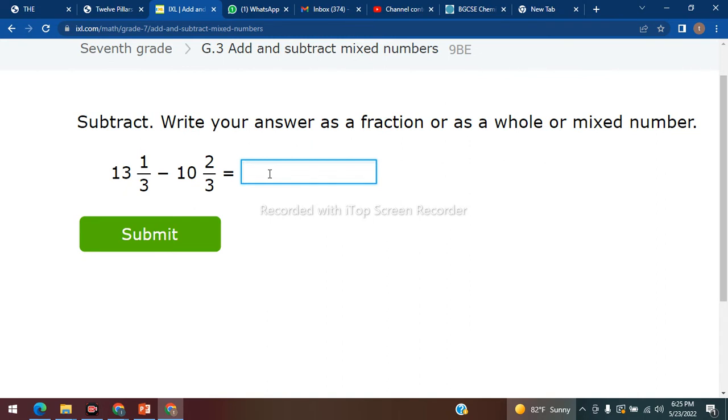So this one is where we have to borrow again, because if we look carefully, 1 minus 2 would be negative 1, and we can't do that. So we have to borrow from the 13. So we could write 13 and 1 over 3 as 12.